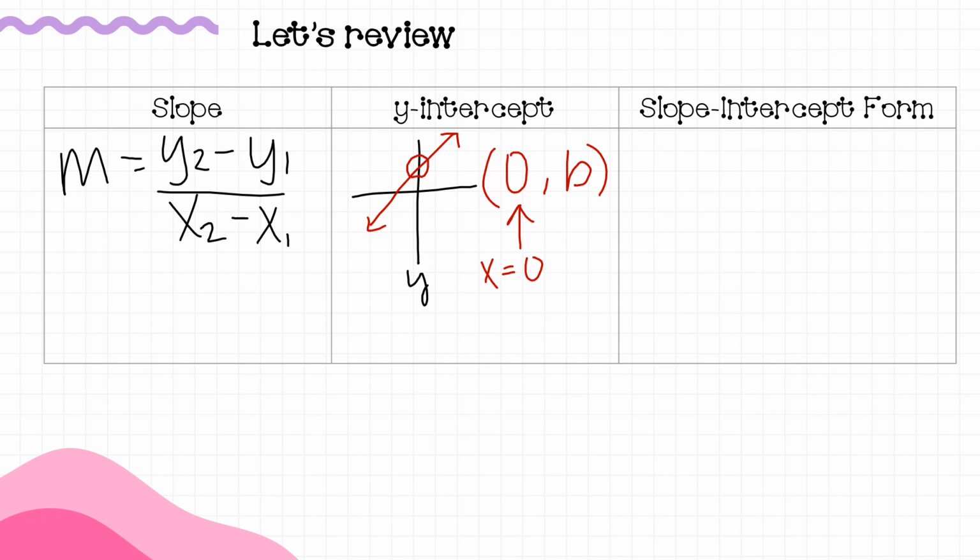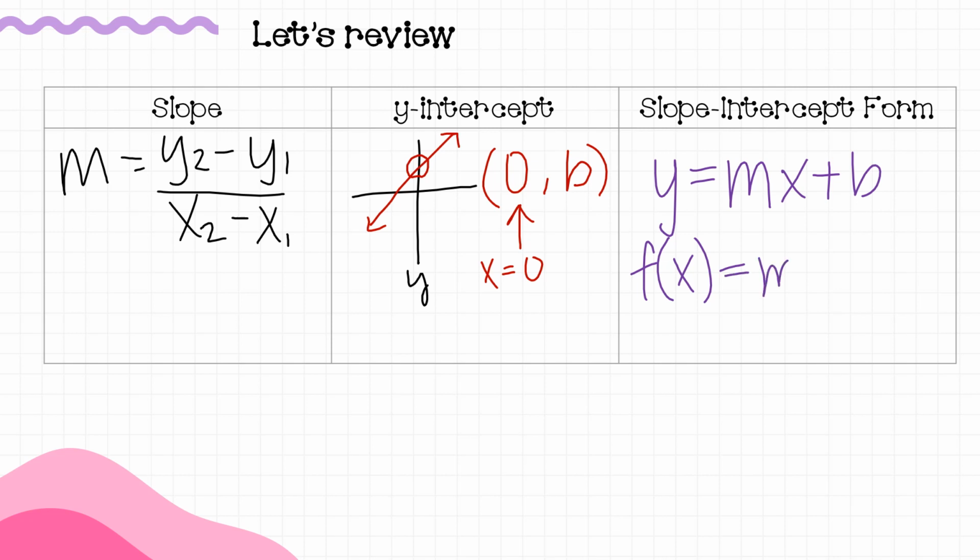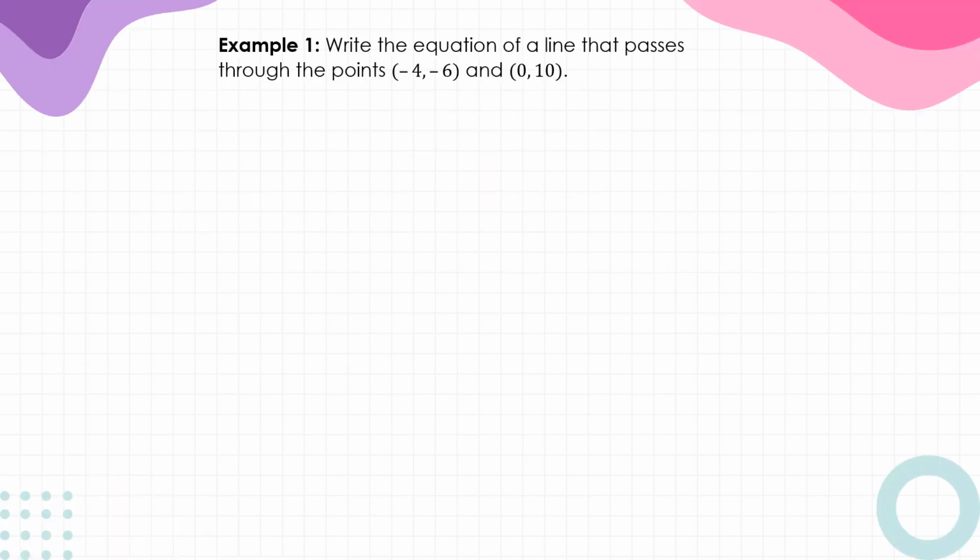So then the slope-intercept form is y equals mx plus b. Sometimes we're going to see this in function notation. So instead of y, we would use f of x or k of x or g of x or any kind of other function notation. But y equals mx plus b is our slope-intercept form.